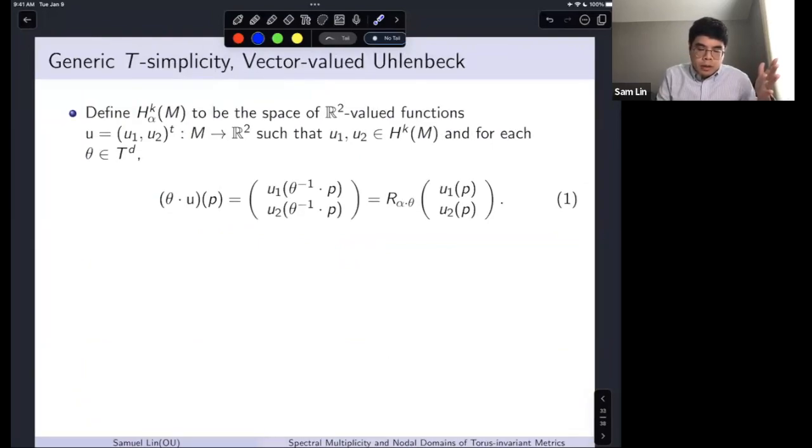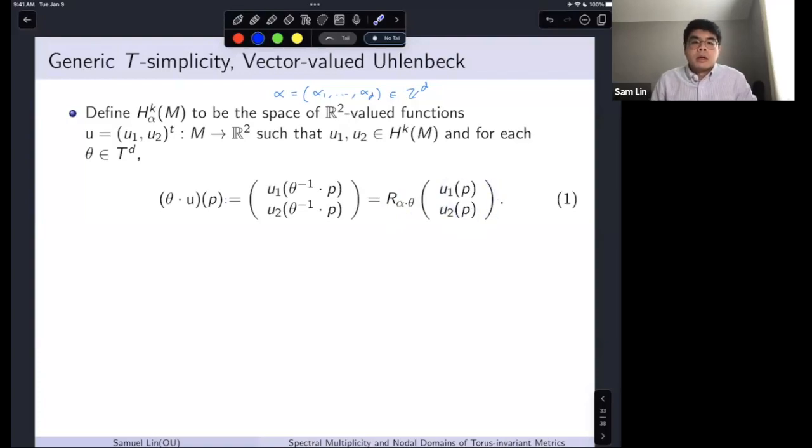So now we replace H^k by H^k_alpha. What's H^k_alpha? This alpha is our parameter for the representation. So alpha is some d-tuple. For each representation, we define H^k_alpha as follows. This is a space of vector-valued functions so that each component is inside of H^k, each component has the right regularity. And for each theta inside of the group, it satisfies the following: theta dot u, which is the left regular representation, defined as (u1(theta inverse dot p), u2(theta inverse dot p)), we want this to be equal to R of (alpha dot theta) applied to (u1, u2).